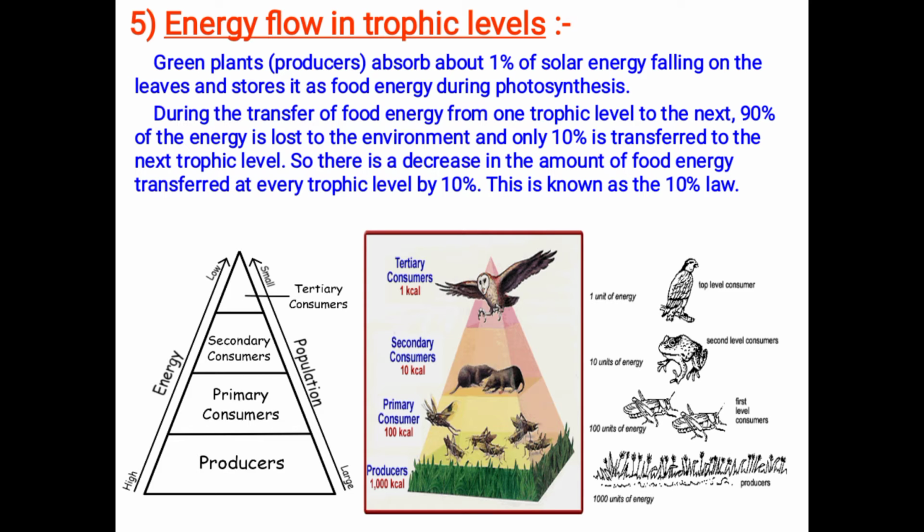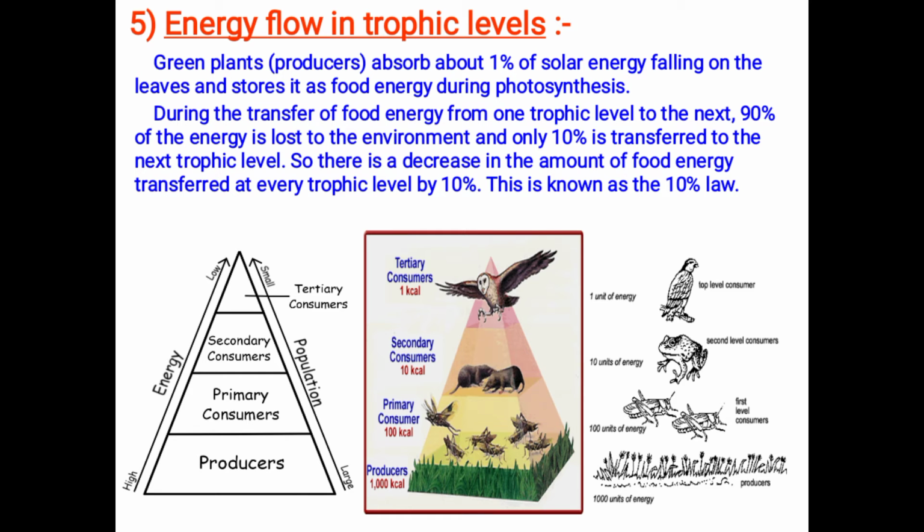And see the next stage, when grasshoppers are eaten by the rat or mouse, the mouse will get 10 calories. When the mouse is eaten by an owl, the owl will get the energy of 1 kilocalorie. As you can observe, from the base of a pyramid to the tip of a pyramid, the energy is decreased by 10%. So 90% of energy will be lost, only 10% of energy will be shifted from one trophic level to another trophic level.